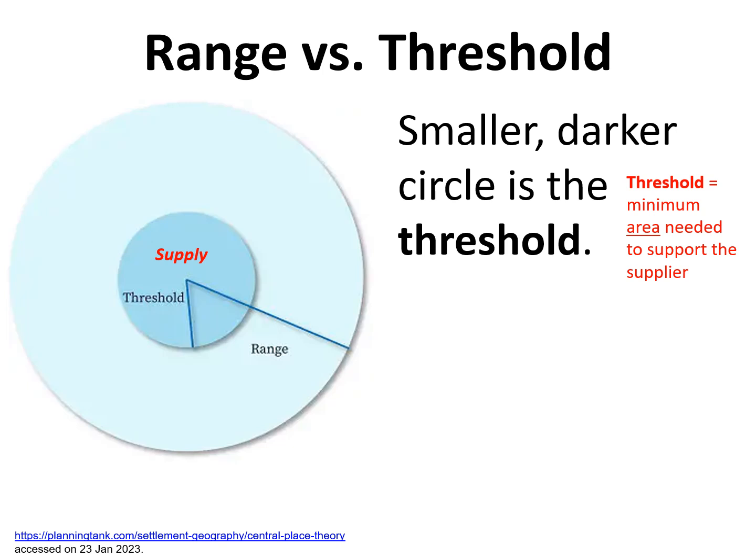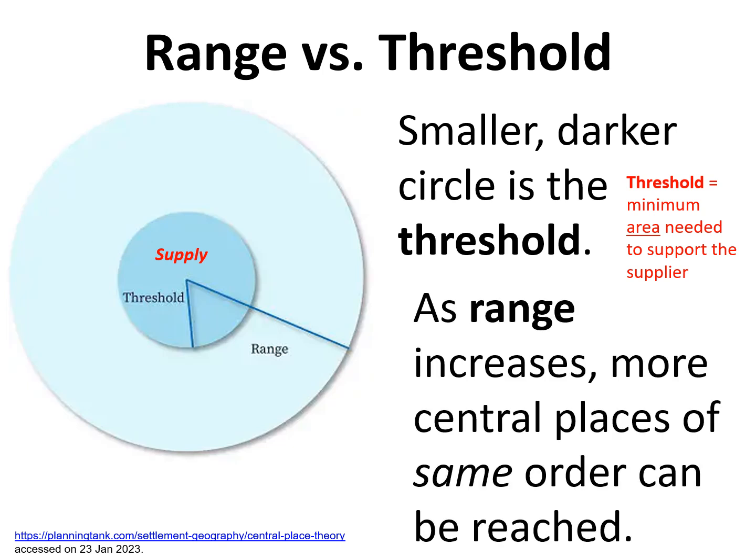So we've talked a bit about threshold. Okay, range. Remember that range is a way to get at the demand for a particular good or service, and the range is really the distance people are willing to travel for a specific good or service. Often people are willing to travel further, so their range is going to be further than the actual threshold that is needed to provide that good or service.